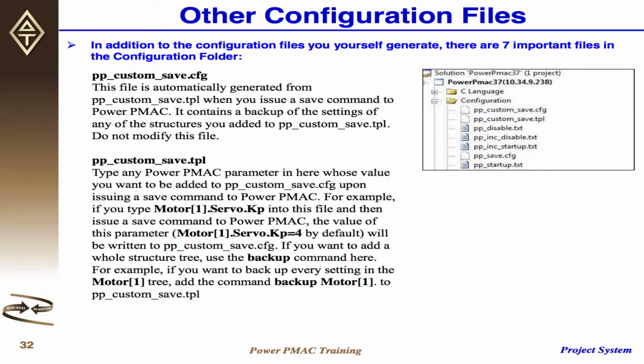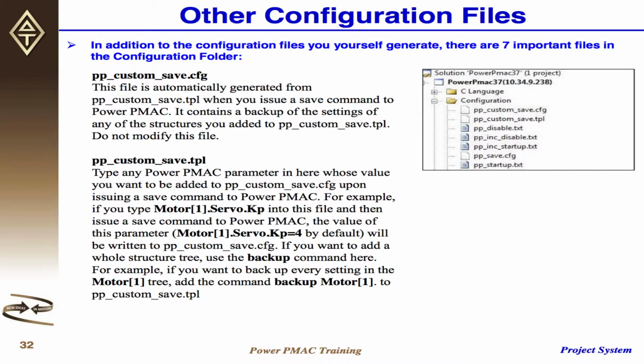Some of the other files in the configuration folder: there's one called pp_custom_save.cfg. This is an automatically generated file when you do a save command. There is a structure file that has all of the things that you want to back up.